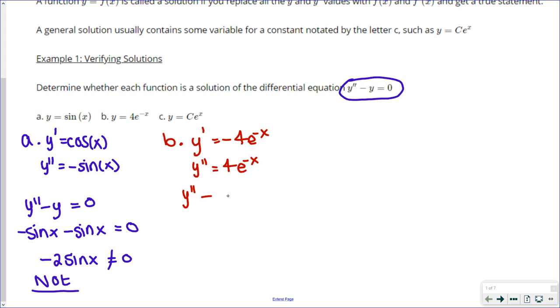Again, we're going to use the equation that was given to us and test if it's true. Y double prime is 4e to the negative x minus our y value, which was 4e to the negative x, equals 0. 4e to the negative x minus 4e to the negative x is 0, and 0 definitely equals 0. So we would say yes, this one is a solution.